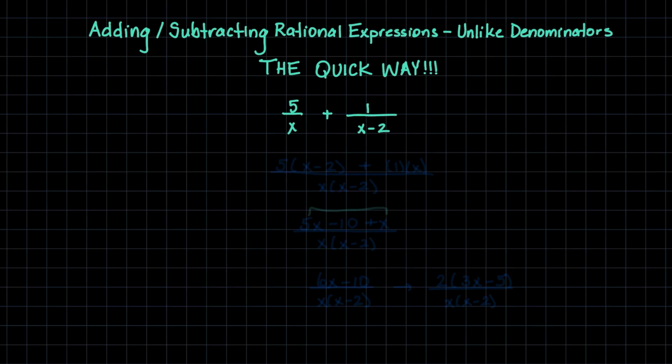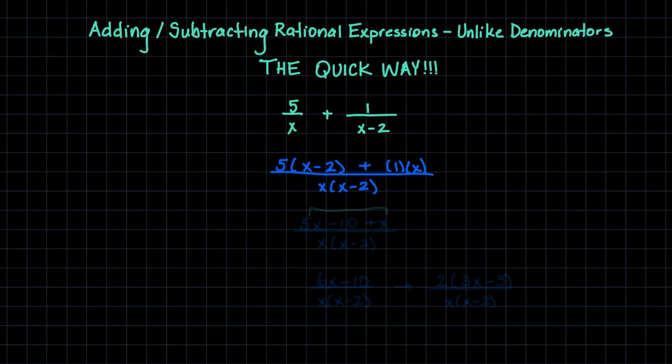Next up, 5 over x plus 1 over x minus 2. Two fractions that need to be added, different denominators. Let's go ahead and crisscross and across it. We start off with 5 times x minus 2 plus 1 times x all over x times x minus 2, leaving it in factored form.